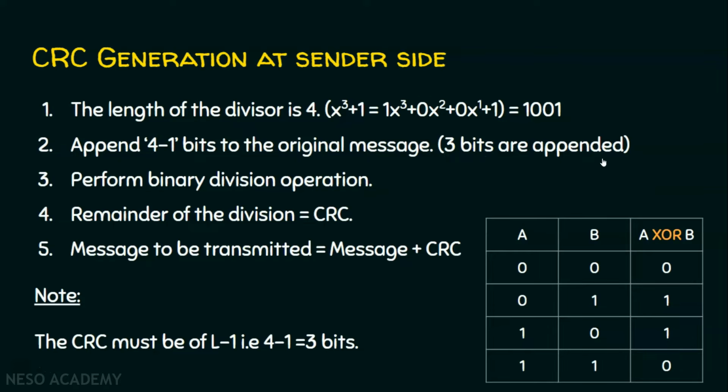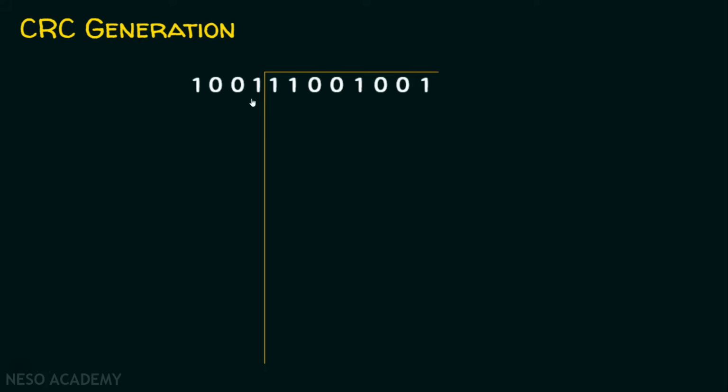Let's solve the problem. And we know this is the divisor. Actually, the divisor is given in the polynomial expression, and we know how to convert this polynomial expression into binary. And this is the original message that is given. If you recollect step number 2, we are required to append zeros. How many zeros will we be appending? The length minus 1 bits. Here the length is 4. So we are going to append 3 zeros.